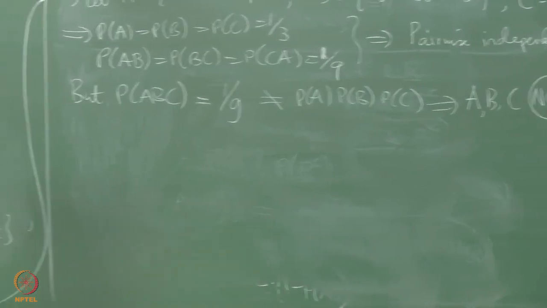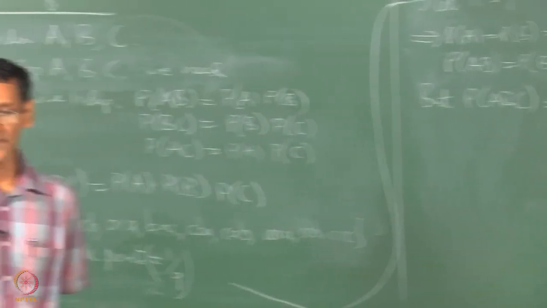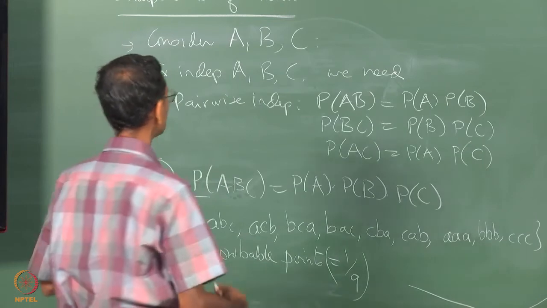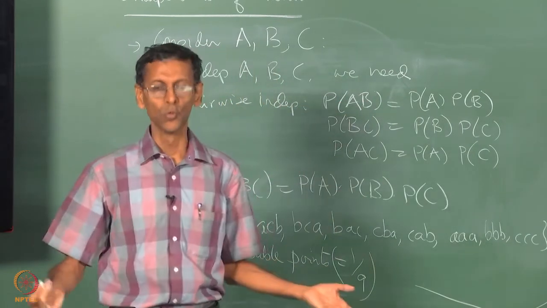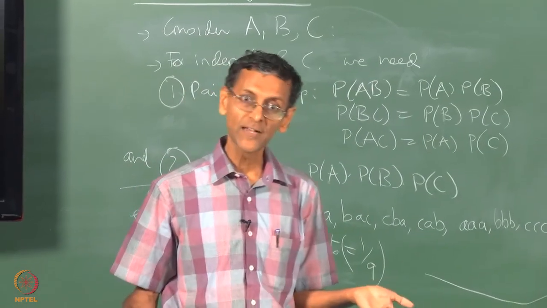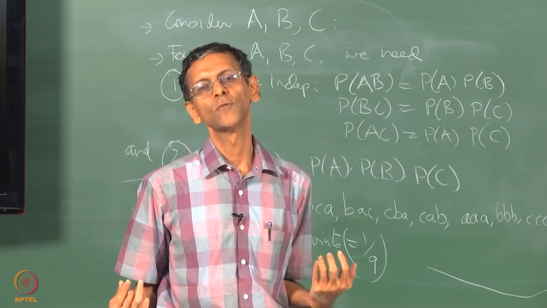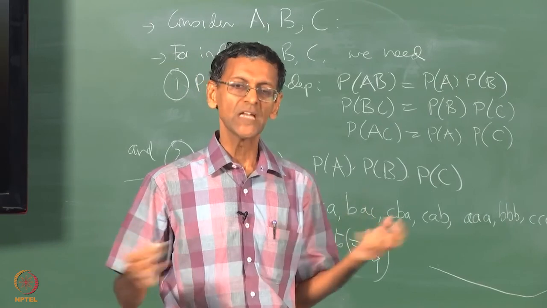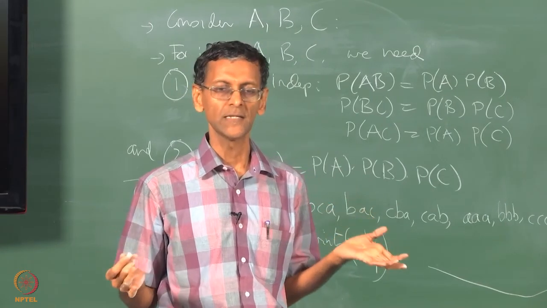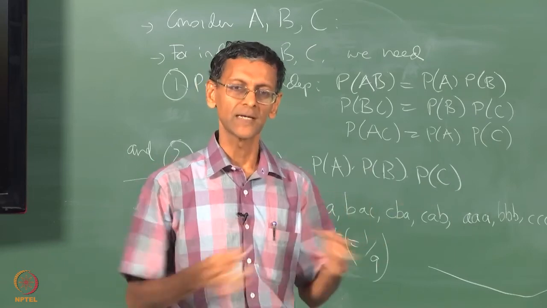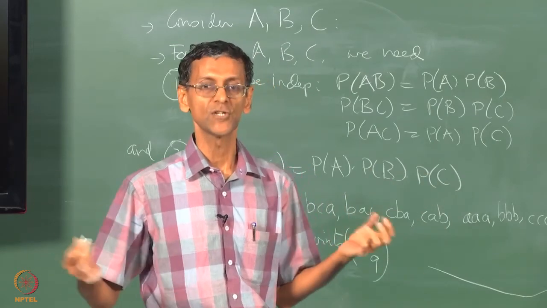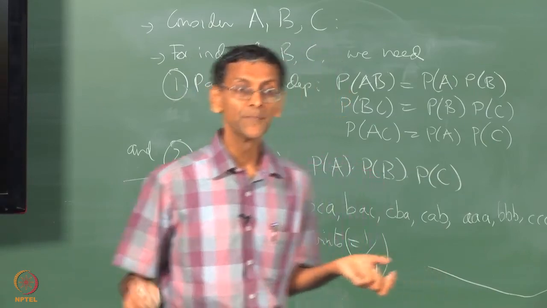So you can extend this to more than 3 events, obviously. You have to start from pairwise, then go to any combination of 3 events, then go to 4 and so on. So as you keep increasing the number of events in the family, for overall independence the number of conditions you have to satisfy will keep growing.